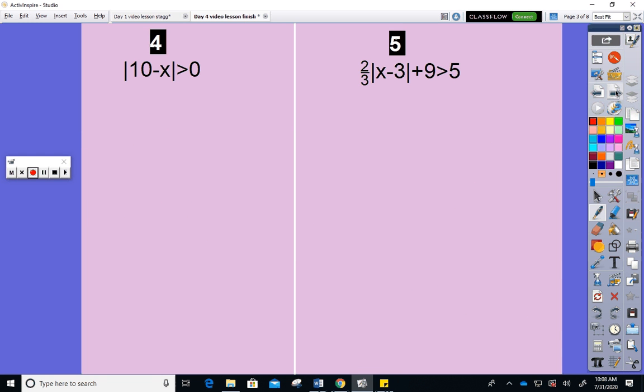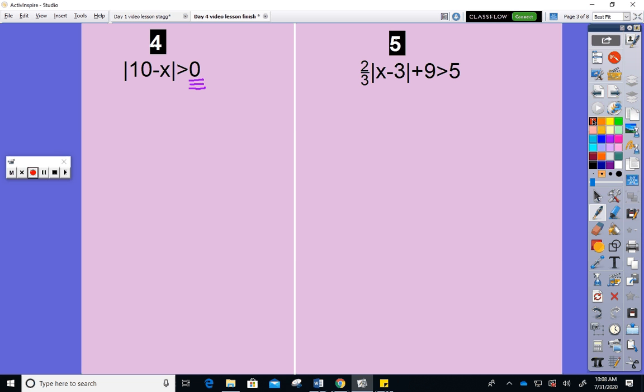All right, so let's take a look at a couple more. On number 4, the chunk is already isolated, so I'm going to skip that step for right now. I do notice, though, this is a 0. If it's 0 or negative, it's some sort of oddball problem, so I'll come back to that.